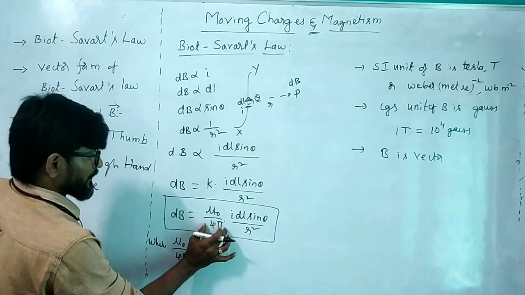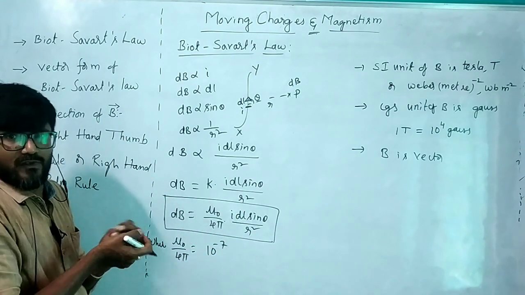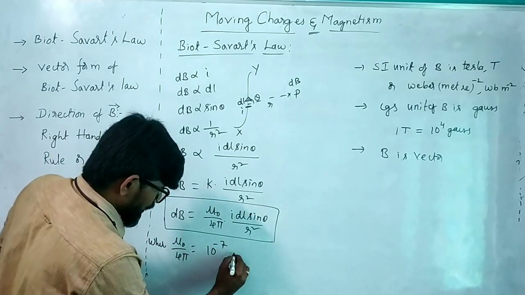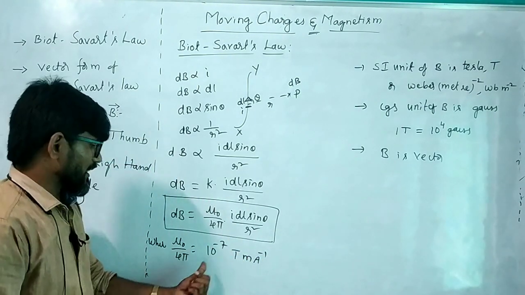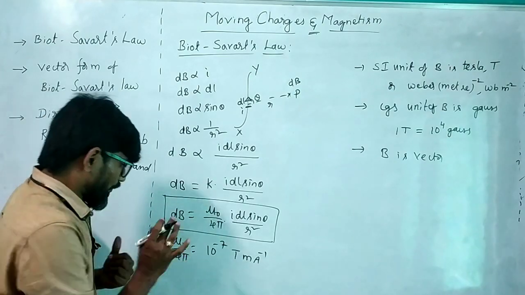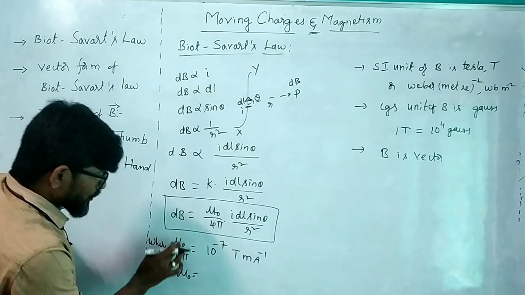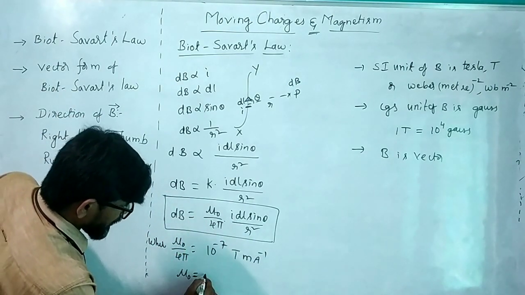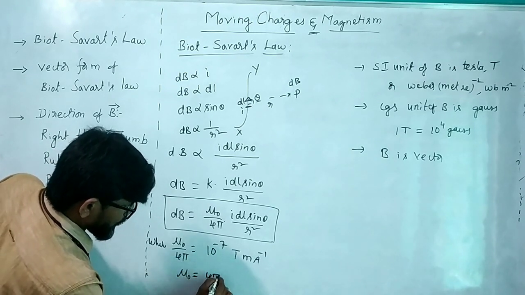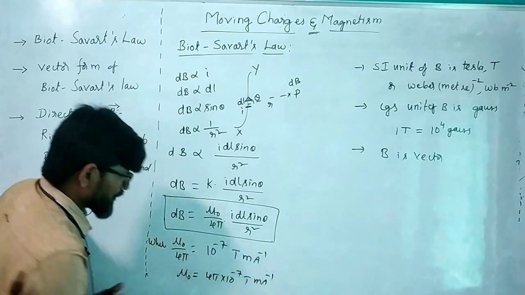Units. What is the unit of this? This is equal to dB r square by I dl sin theta. If you write that, you will get the unit. That unit is Tesla meter per ampere, which is the unit of mu naught by 4 pi, where mu naught can be expressed as 4 pi into 10 to the power minus 7 Tesla meter per ampere.